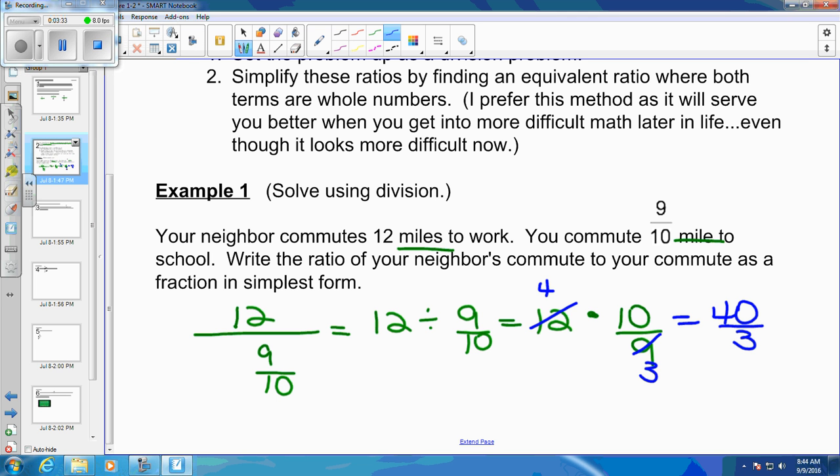So what does this mean? It means your neighbor commutes 40 miles for every 3 miles you commute. Or you commute 3 miles for every 40 miles he commutes.